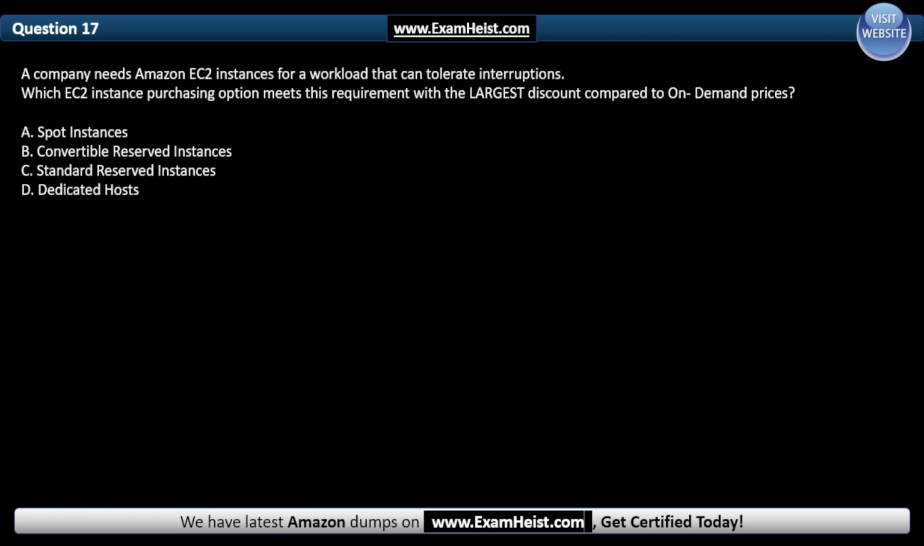Question 17. A company needs Amazon EC2 instances for a workload that can tolerate interruptions. Which EC2 instance purchasing option meets this requirement with the largest discount compared to on demand prices? And the correct answer is A. Spot instances.